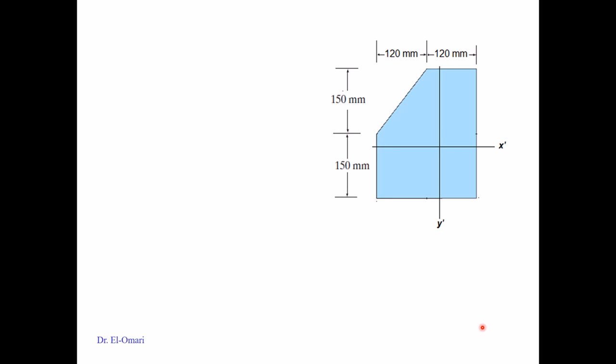In this example, we will have to find the moment of inertia of this cross section about its own centroidal axis. So the first step, we need to find where is the location of the x and y axis of the whole cross section. To find that, we have first to set a reference axis, x and y, and then find that distance, the x prime and the y prime.